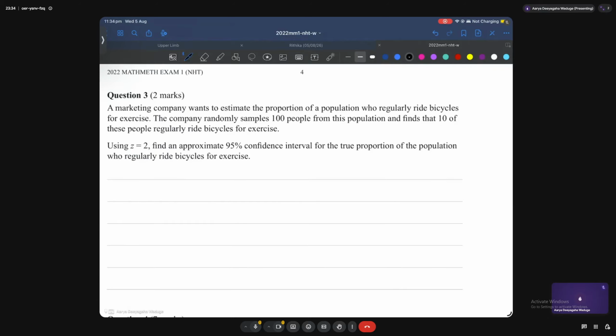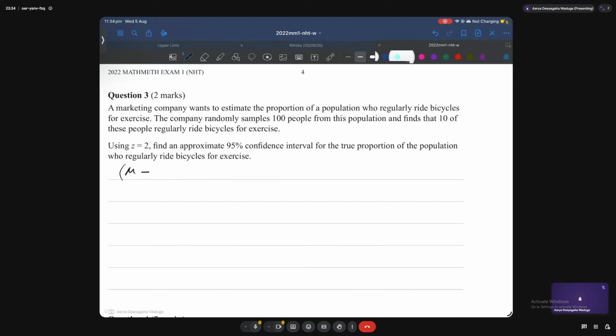Okay, so we have a sample proportion question. It randomly samples 100 people. Find an approximate 95% confidence interval. Okay, so we know that the 95% confidence interval will be given by, okay, now this I'm slightly rusty with. So this is the mean, subtracting, okay, so this is z times the standard deviation of the sample, and it's going to be the mean plus the standard deviation of the sample, essentially.